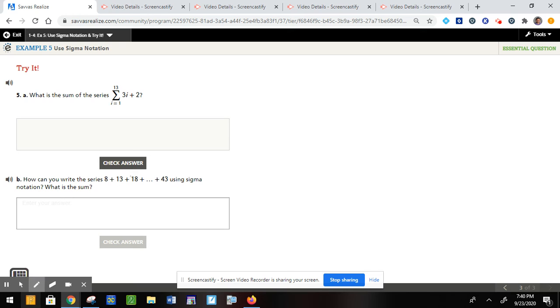All right, how can you write that series using sigma notation? Then what is the sum? So we need to figure out how many terms are in the sequence. 43 is the last term. The first term is 8. Common difference is 5. And we need to solve for n. That'll tell us what term in the sequence is 43, which is the last term. So that'll tell us how many terms there are.